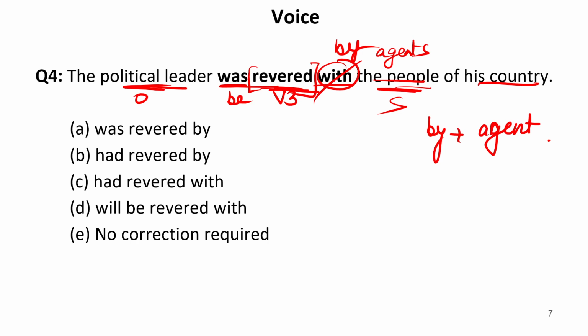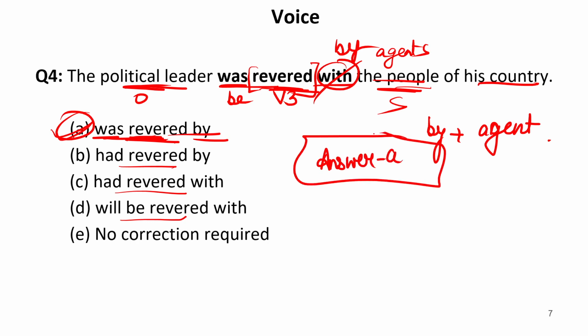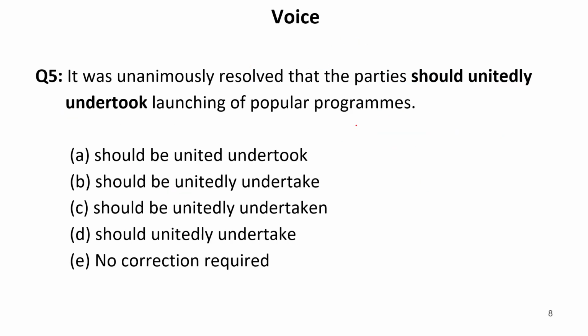So the correct option will be, let us see, was revered by, had revered by, had revered with, will be revered with. Of course, it is A, that is was revered by. This is the form of be, then verb third form, then by to show the agent. So our answer is A, of course. So this is an absolutely correct answer. Now let us move to the next one.